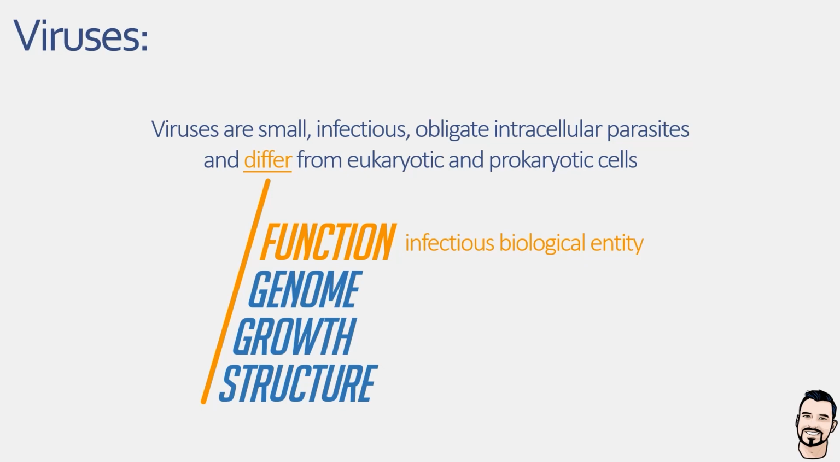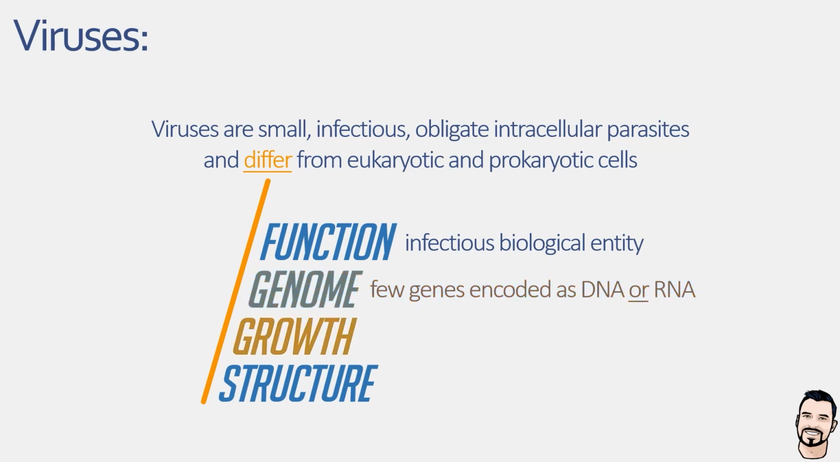The genome of viruses are typically much smaller, often consisting of only tens of genes, and can be composed of either DNA or RNA in a single or double-stranded configuration. And if we were to contrast this to our eukaryotic and prokaryotic cells, they typically rely on a double-stranded DNA genome that is much larger, encoding thousands of genes.